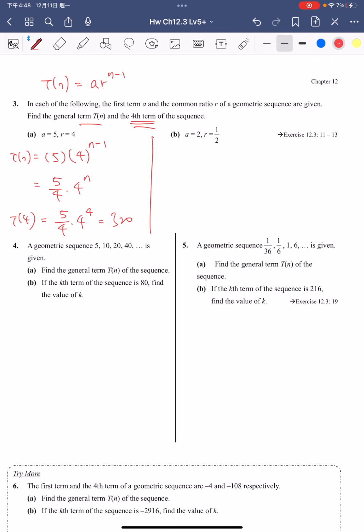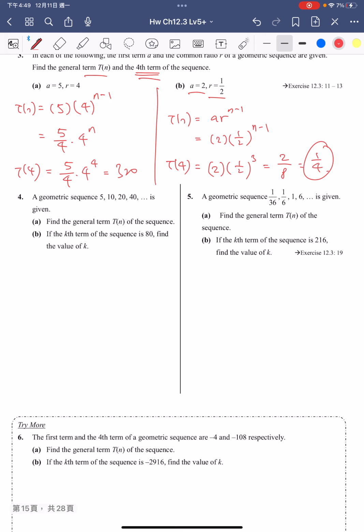For the next part, we have A, the first term, equal to 2, and the ratio is 1/2. So Tn is equal to AR to the power of n minus 1. For A, we have 2, and the ratio is 1/2 to the power of n minus 1. So T4 is equal to 2 times 1/2 to the power of 3. You can use the calculator, which gives 2/8, so the answer is 1/4.